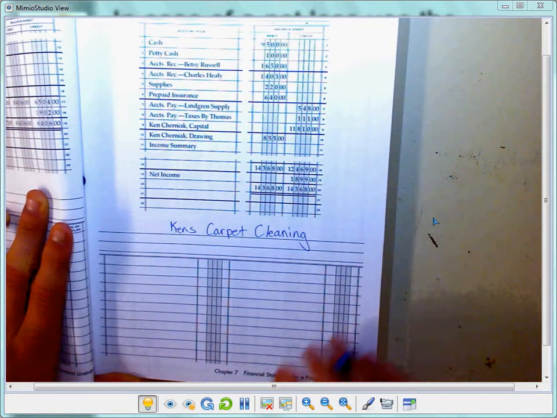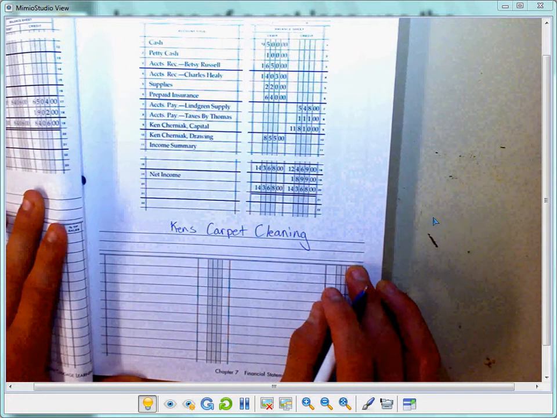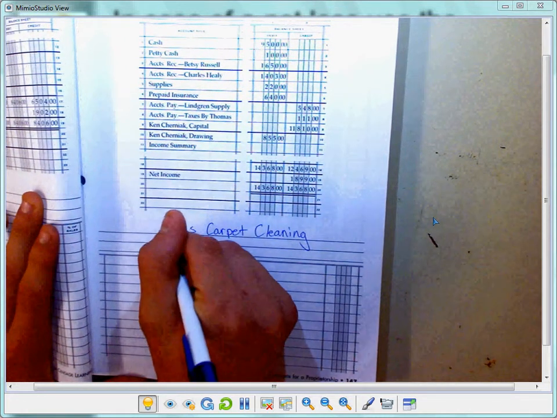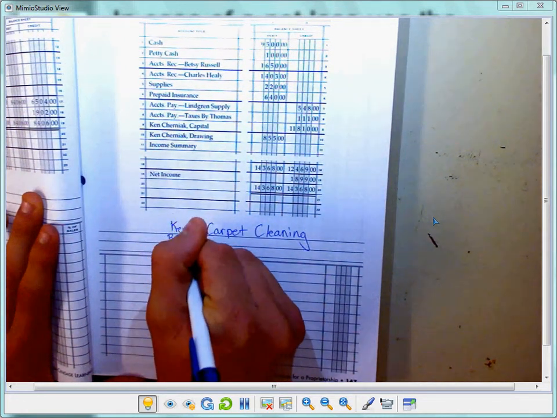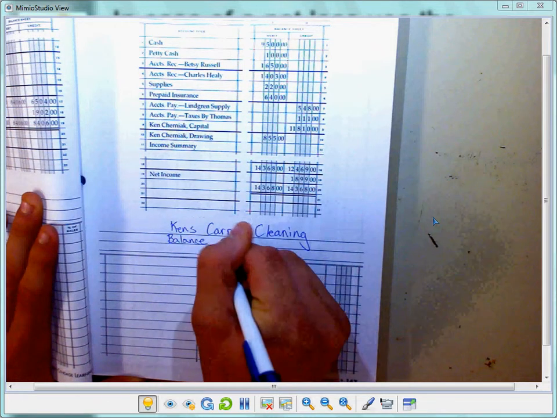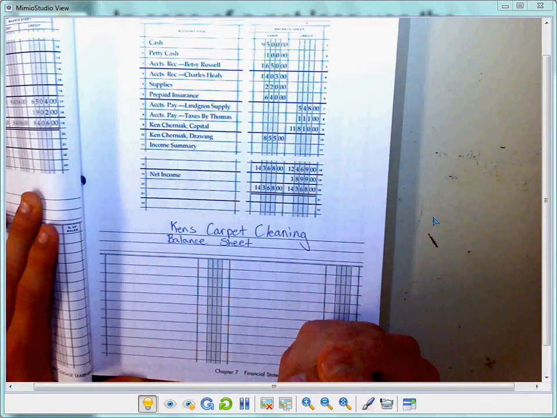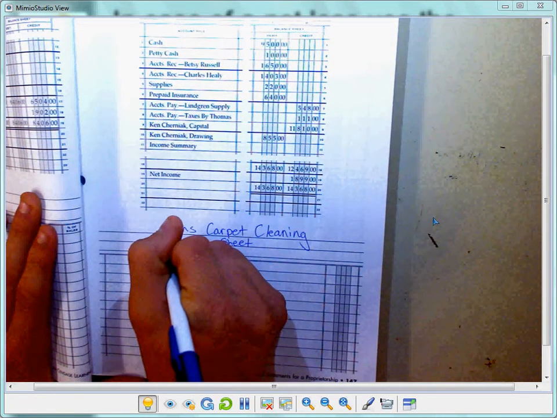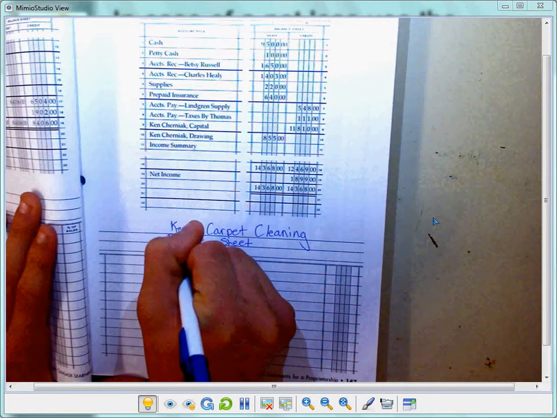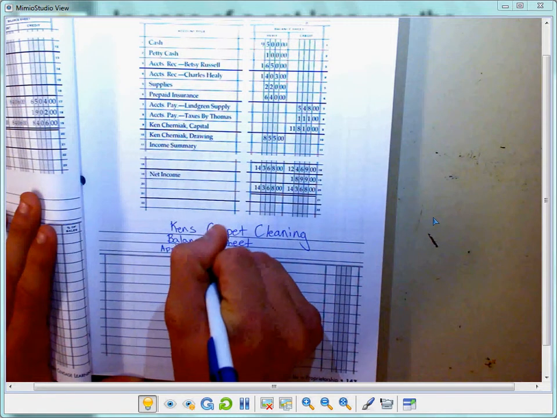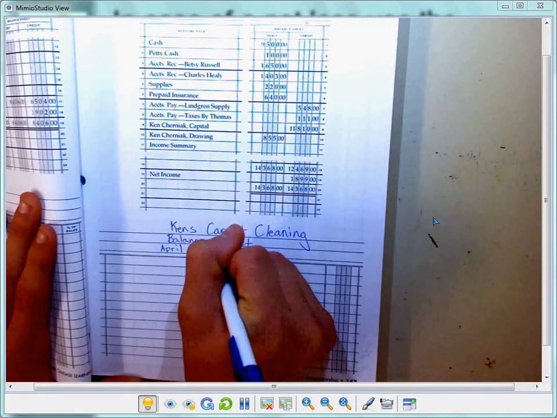What goes on our next line? Worksheet. Balance sheet. Our last line is the date, so April 30th, 2012. We good? You don't have to write my number. Nope, this one we just put the date.